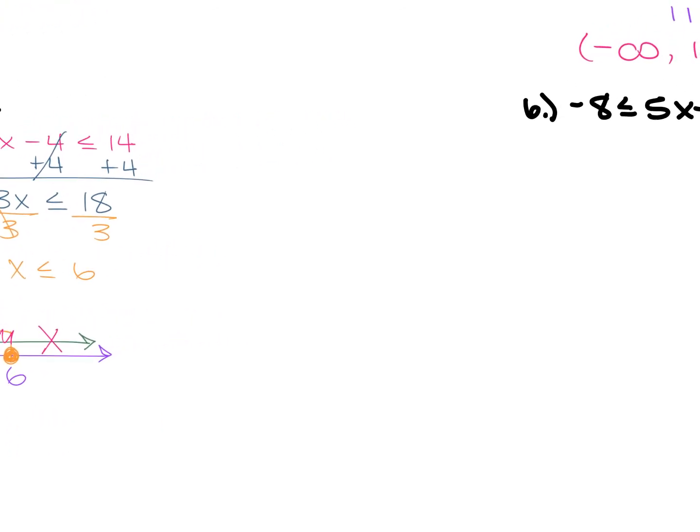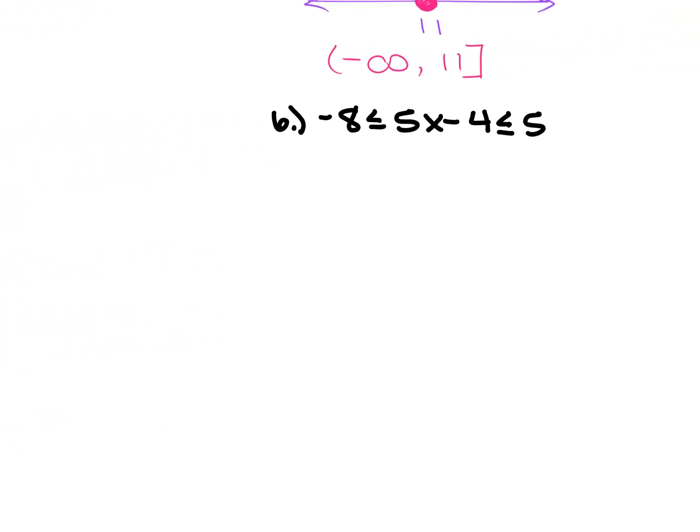For number 6, you have -8 is less than or equal to 5x minus 4, which is less than or equal to 5. Again, we're going to separate this into two inequalities and work both of them out. So we're going to have one that's -8 is less than or equal to 5x minus 4. And then we're also going to have 5x minus 4 is less than or equal to 5.